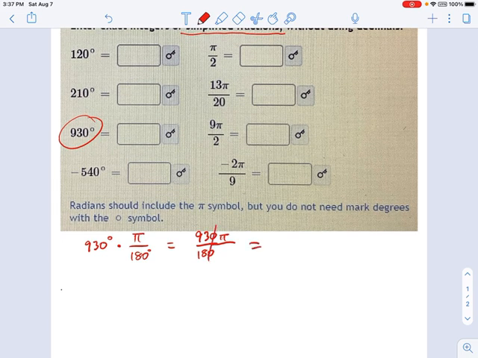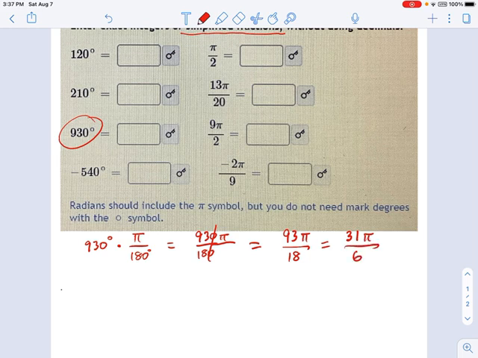So I know I can divide top and bottom by 10, making this 93 over 18. And I'm looking at 93. I know 93 is divisible by 3 because 9 plus 3 is divisible by 3. That means the whole thing is. So let me just pull out my calculator here. Divide 93, oh, I know what that is. 93 over 3 is 31. I don't need a calculator for that.